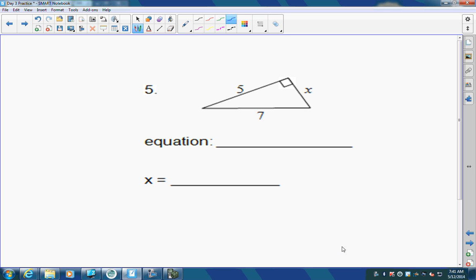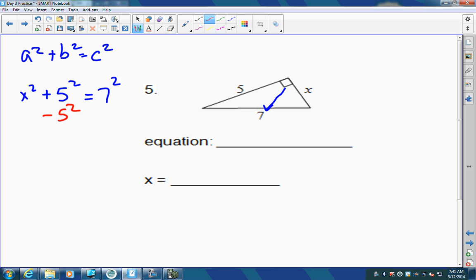Number 5. Again, a squared plus b squared equals c squared. So on this one, they give us the c. It's across from the 90-degree angle. I don't know one of my legs. So what I'm going to have is x squared plus the other leg, which is 5 squared, equals the hypotenuse, that is 7 squared. So we have to move the 5 squared over, so I'll subtract 5 squared from each side.